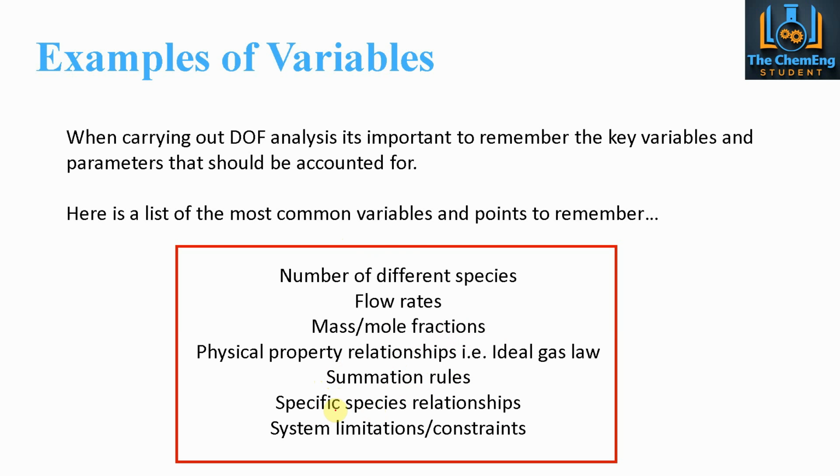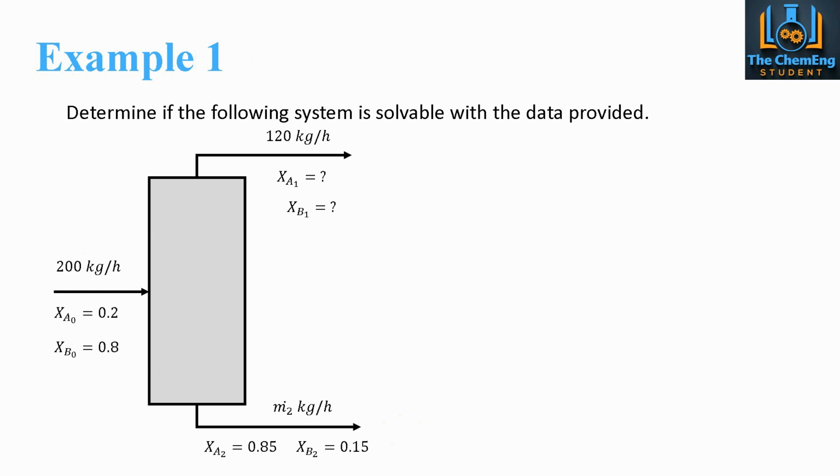Then if we have any other given piece of information that is specific about a species relationship, say for example we said that A goes to 2B, then we know that B is double the amount of A. So that's a relationship between the species A and B. Now, sometimes we can be provided with system limitations and also some constraints, and we can use these to our advantage. Now let's take a look at a working example here.